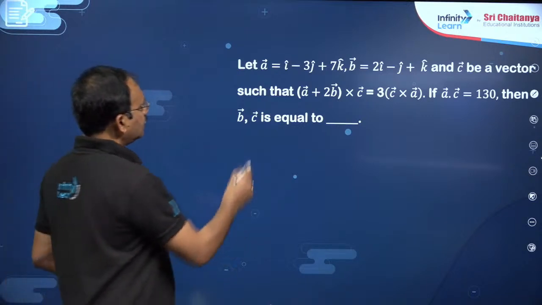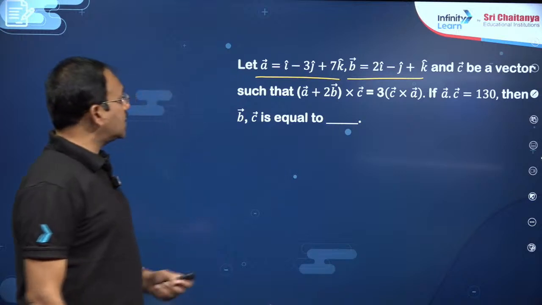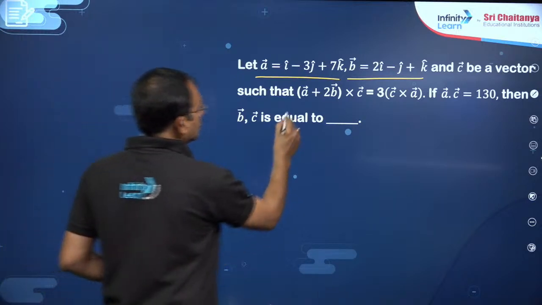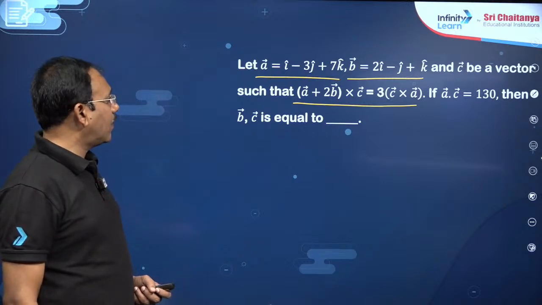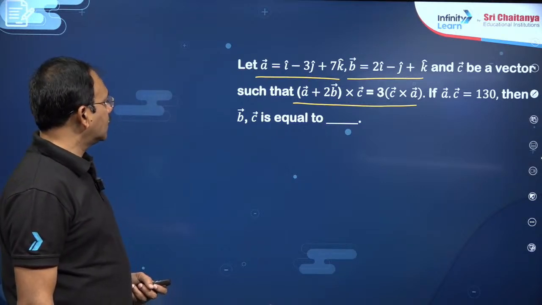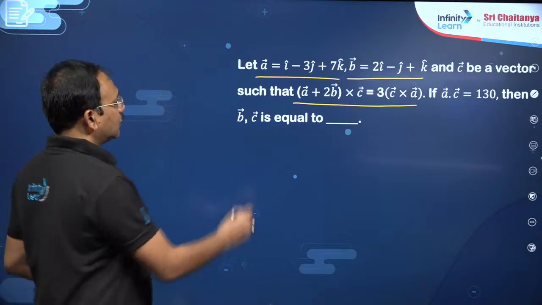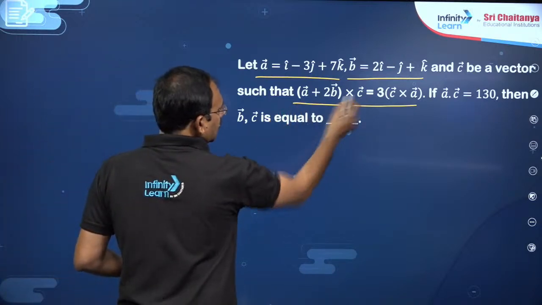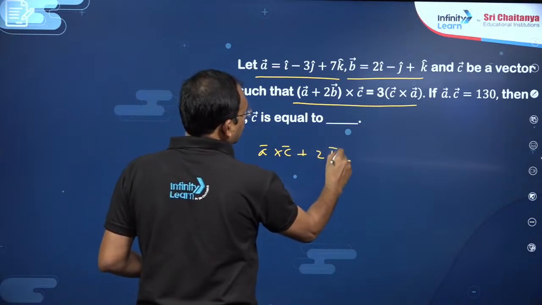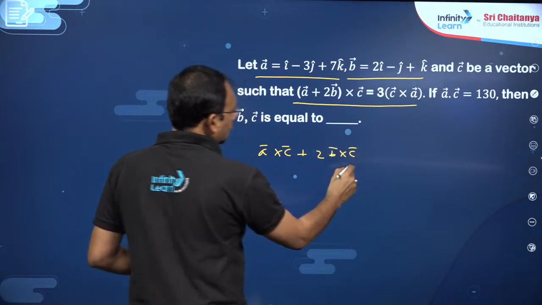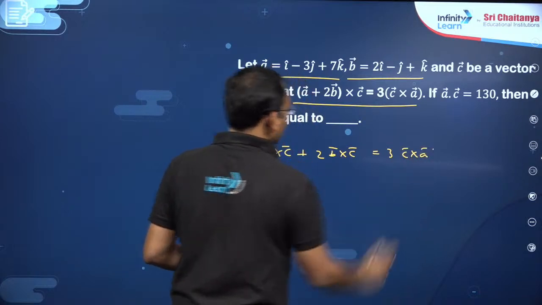You see, A bar, B bar are two vectors. C is a vector such that this holds good. A dot C is also given, then B bar dot C bar is equal to, something is missing here, B bar dot C bar maybe. So, you see here, you just do the distributive law: A cross C plus twice B cross C is equal to thrice C cross A. Yeah.